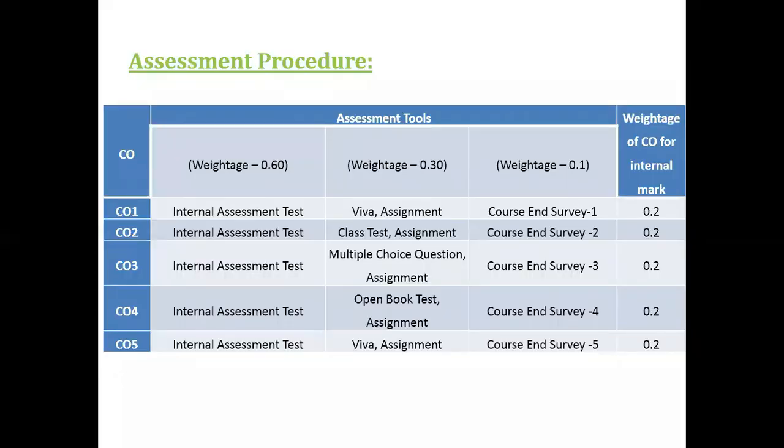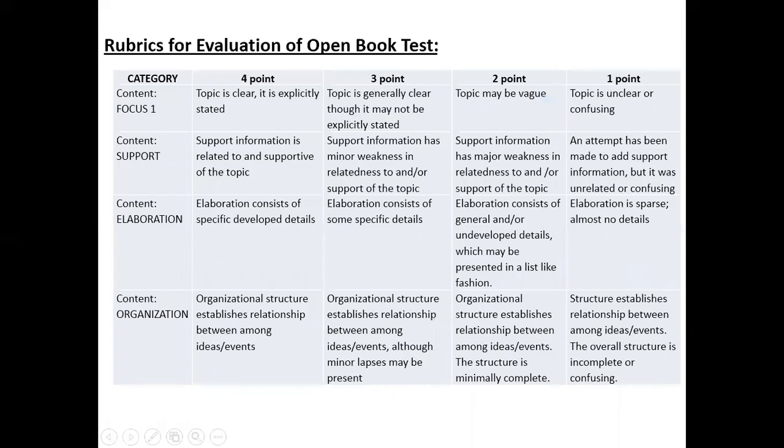So this is the assessment procedure for our subject. As usual, we have 5 COs. Each CO has a different assessment method, in the cognitive and affective domains. The weightage of each CO is given, with more weightage for the internal assessment test. Here we have the cognitive domain and affective domain, viva, assignment, class test, MCQ and so on, and for every unit we have a course exit survey. We will assess how much you have learned from this subject. This is the assessment procedure. This is the rubrics for the open book test. Please go through the rubrics we have given for the open book test.